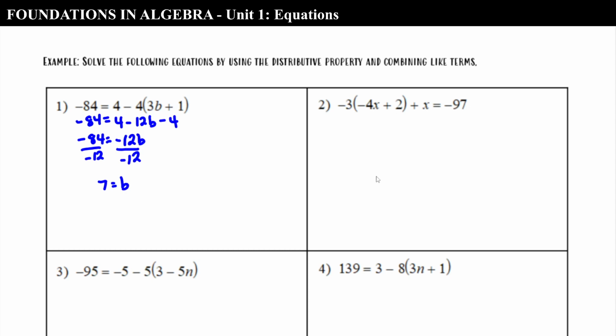All right, let's take a look at number 2. We're going to distribute first. Negative 3 times negative 4 gives you positive 12. Negative 3 times 2 gives you negative 6. And then this x is not part of what we're distributing, so we just put it along for the ride. 12x plus x gives you 13x. Minus 6 equals negative 97. Now we're going to add 6 to each side.